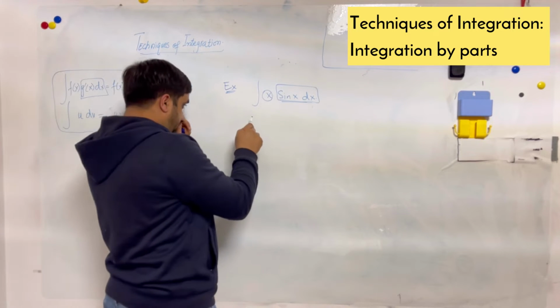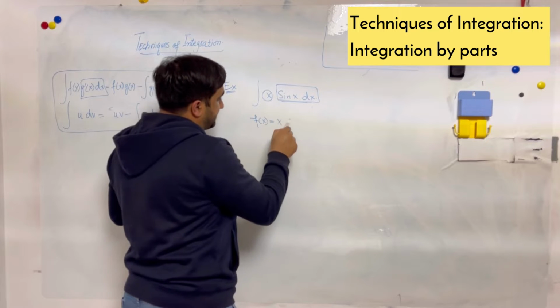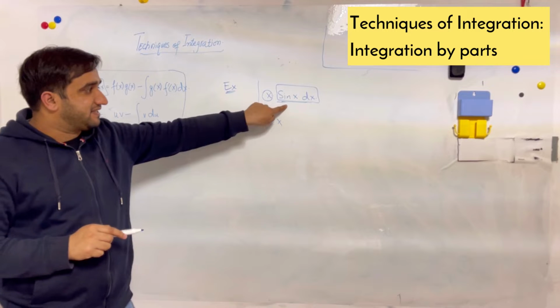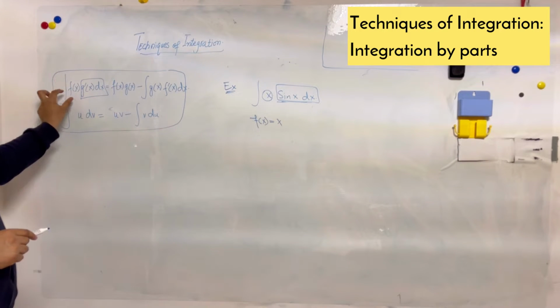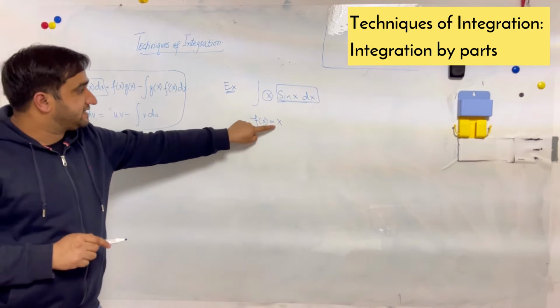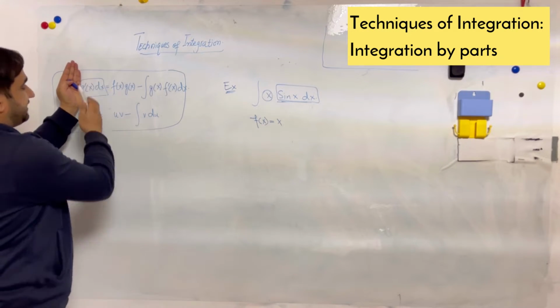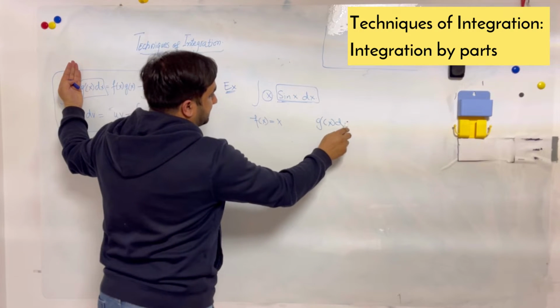Because look here, if I assume f of x is equal to x, and you have to make the assumptions according to the right hand side of this formula, I have assumed x as f of x. It means now the rest of everything is equal to g dash of x dx.